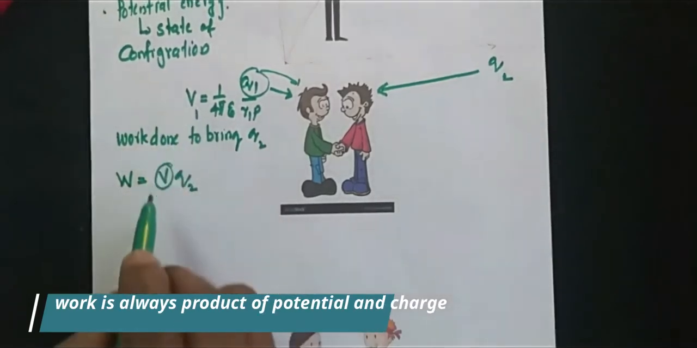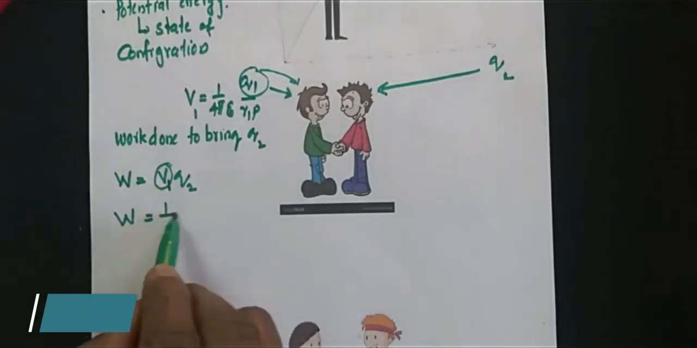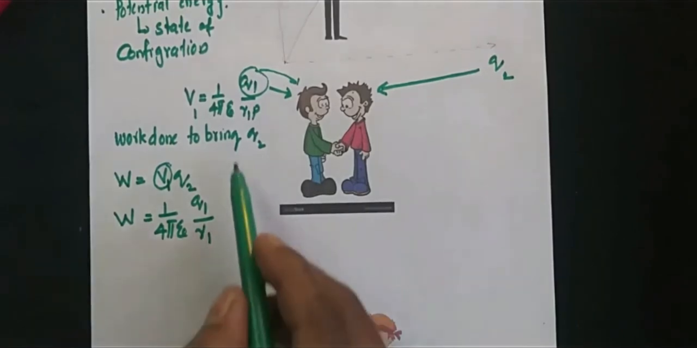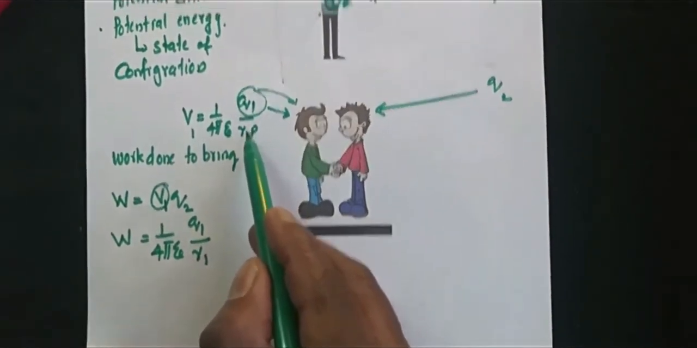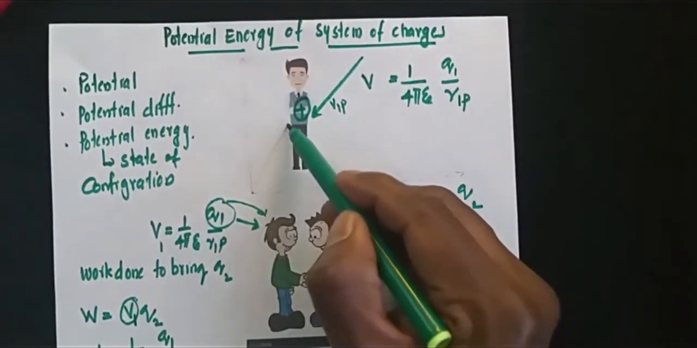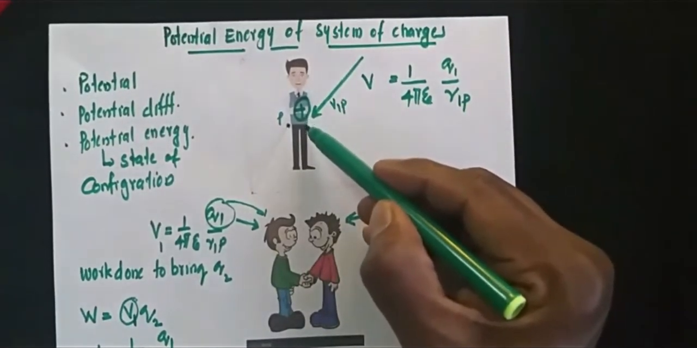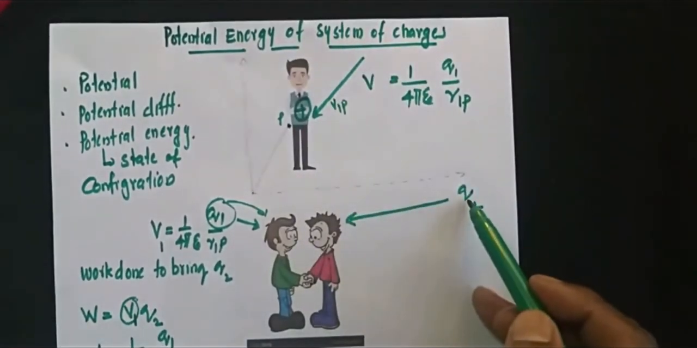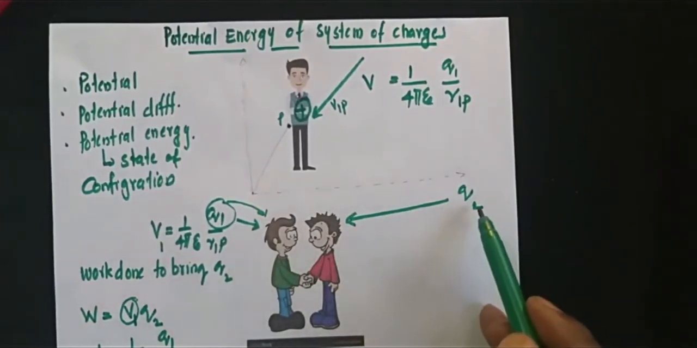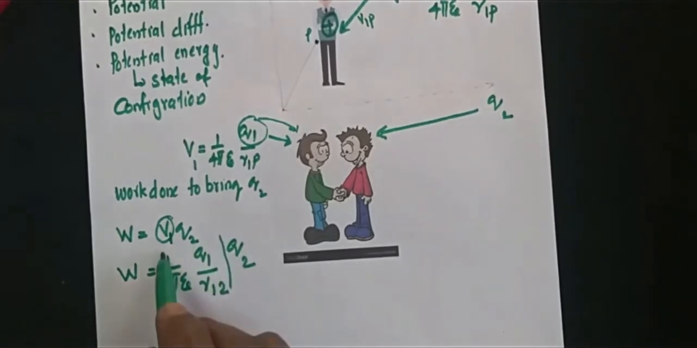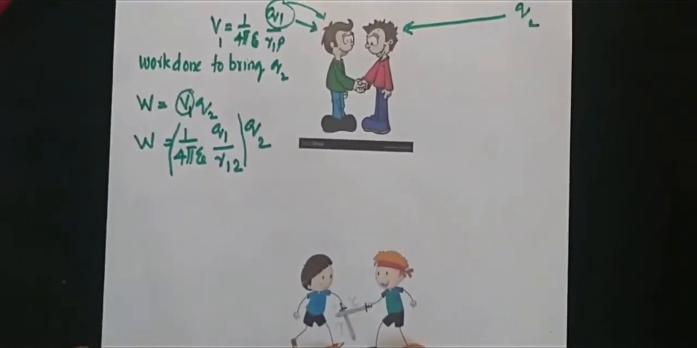That is, work W is equal to V into Q2. What is V? V is your potential and Q2 is his charge. So W is equal to 1 by 4 pi epsilon 0 Q1 divided by R1. You just wait. In the previous equation I have written R1P. R1P is a distance from a particular location to the location in space where you were standing. Now, relative to your friend's position, you can tell the distance R1P as R12. So no need to worry about distance. It is just mentioning that this R12 is the distance between you and your friend. That's all. So the final equation will be W is equal to 1 by 4 pi epsilon 0 Q1 Q2 divided by R12.